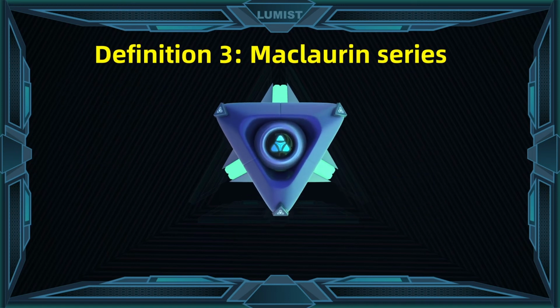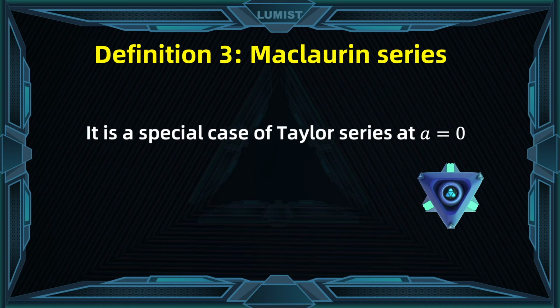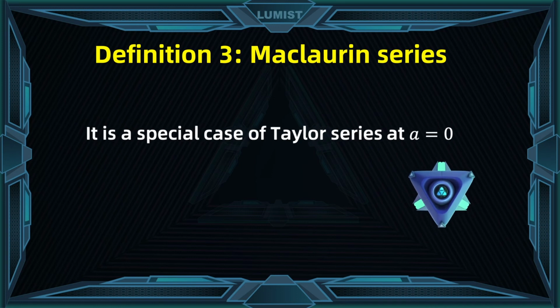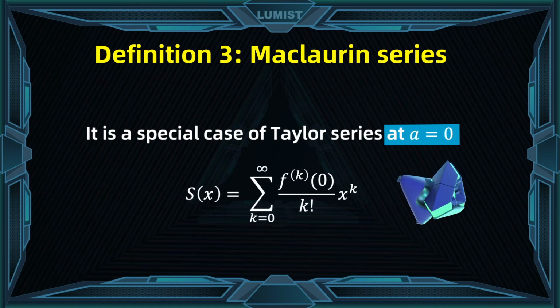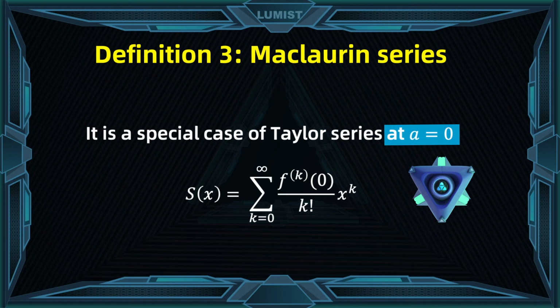Our third definition is the Maclaurin series. It is a special case of the Taylor series at a equals 0. So in this case, we will have S(x) equals the sum of f^(k)(0) over k factorial multiplied by x^k, from k equals 0 to infinity.